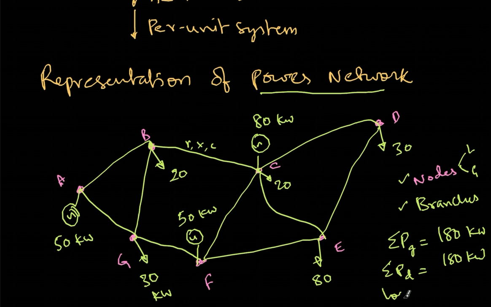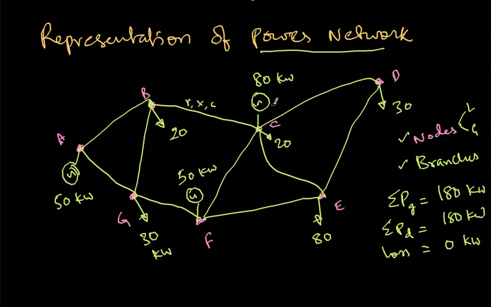Okay, losses are zero. Actually, there will be losses. We will see how to calculate losses in later videos in this playlist. But a power system network typically is like this. There's a generation and then there are demands, and the total generation is meeting the total demand.